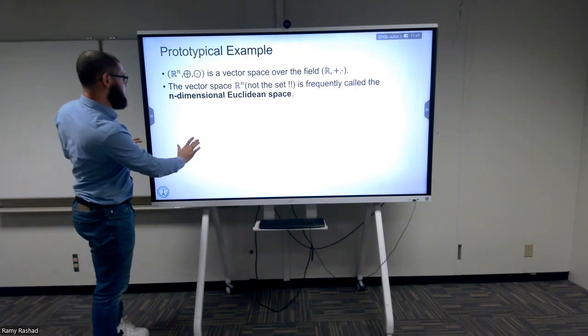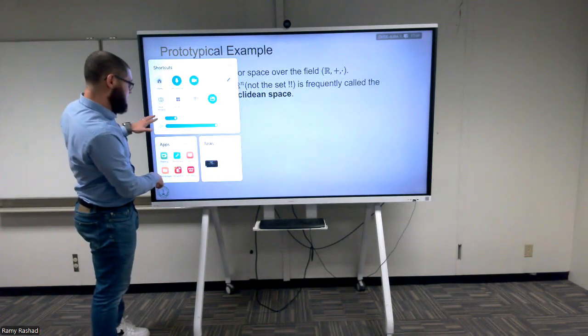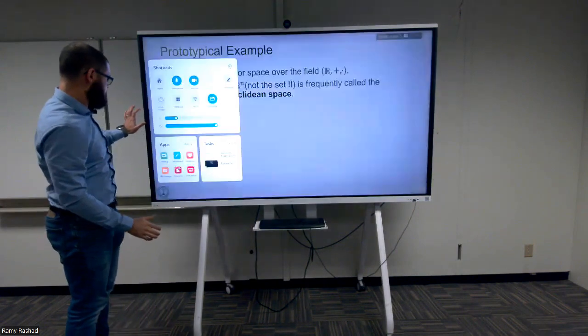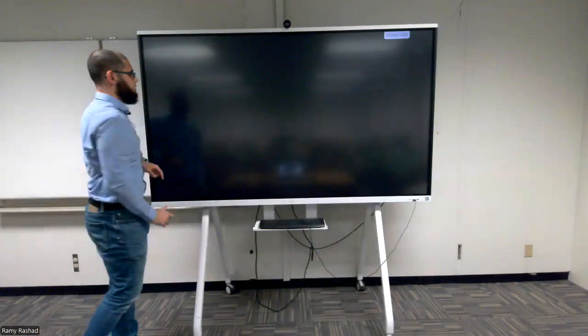Let's see how I can annotate this side. Where? But the way I want to annotate on this. Yeah, there it is. Yes, that's right.